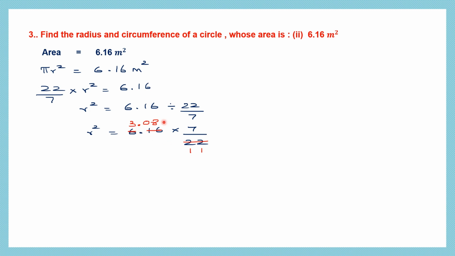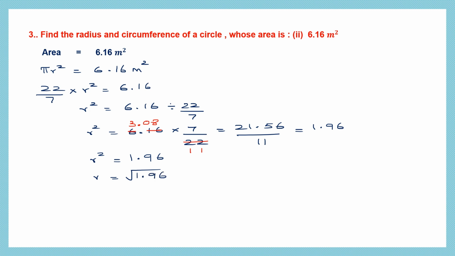Now if that is difficult, you can multiply and then divide. So we are going to multiply 3.08 into 7. And that is equal to 21.56. Now this you can divide by 11. This makes it easier. So when you divide, you get 1.96. Now r square is 1.96. That means r is equal to the square root of 1.96.